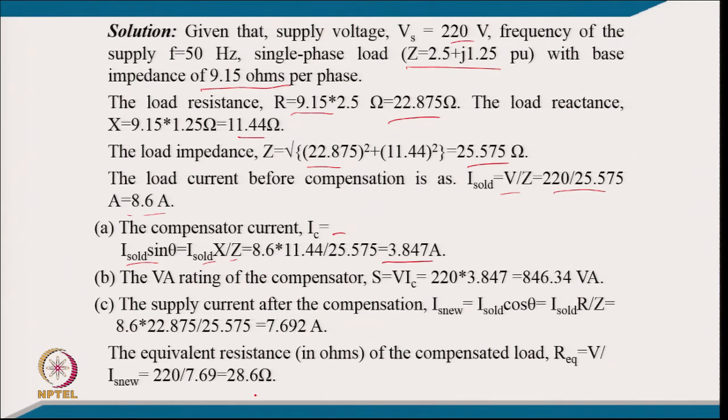The load current before compensation is V upon Z, which comes to 8.6 ampere. The compensator current, for the reactive current, is I_s old times sin theta, that is I_s old times X upon Z, which comes to 3.847 ampere. The VA rating of the compensator is V times I_C, that is 220 times 3.847, which comes to 846.34 VA. The supply current after compensation is I_s new equal to I_s old cos theta, that is I_s old times R upon Z, which comes to 7.692 ampere. The equivalent resistance of the compensated load is R equal to V upon I, that is 220 upon 7.69, which comes to 28.6 ohm.